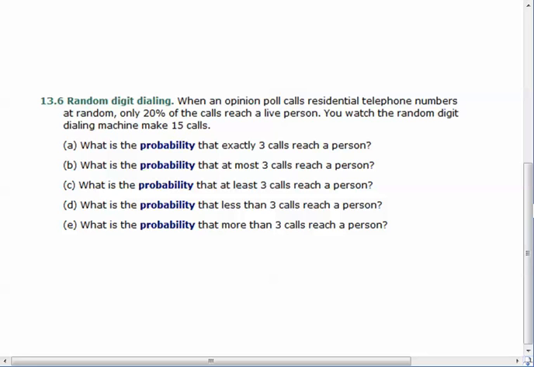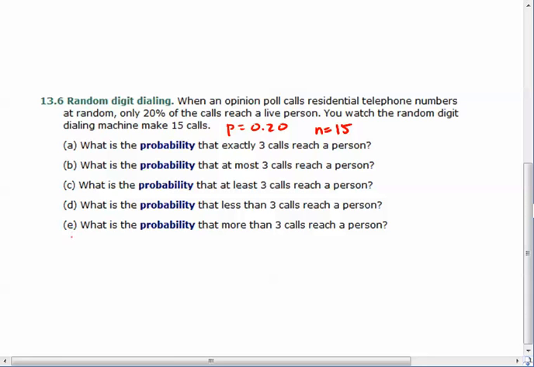So I thought I'd make a quick video and just finish up number 13.6 that we were doing in class the other day, just to clarify any questions you might have had regarding the binomial distribution, binomial PDF and binomial CDF. If you review 13.6, we're told about an opinion poll. 20% of the calls reach a live person, and you're going to watch the random digit dialing machine make 15 calls. So P here is 0.20, and N, the number of trials, is 15.